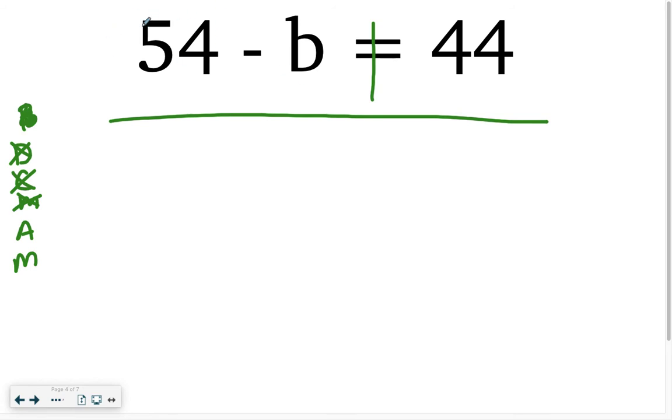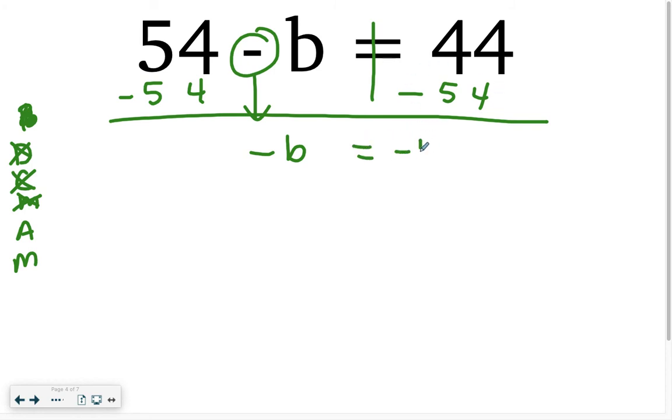So here I have a positive 54, so to undo that positive 54, I will subtract 54. I'm left with negative b. Don't forget about that. A lot of people will forget to bring that down. Equals negative 10.